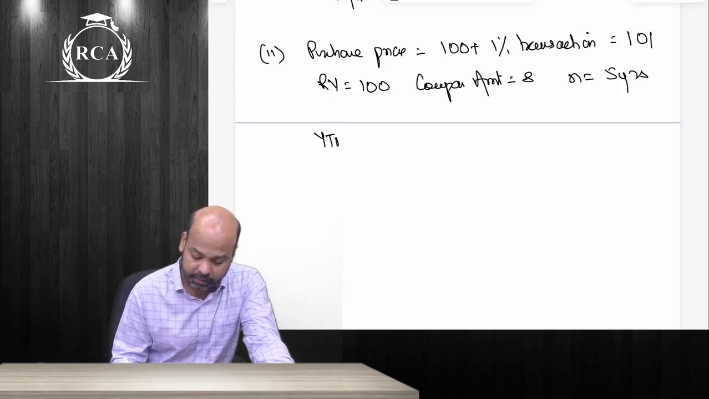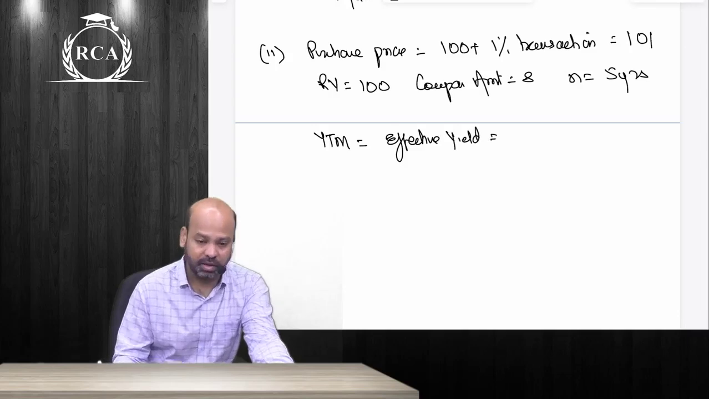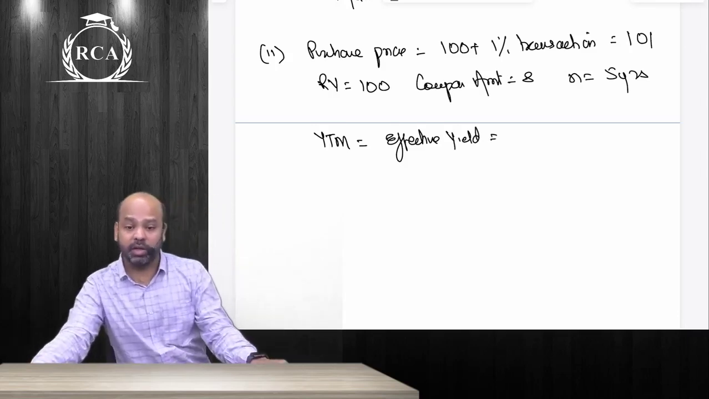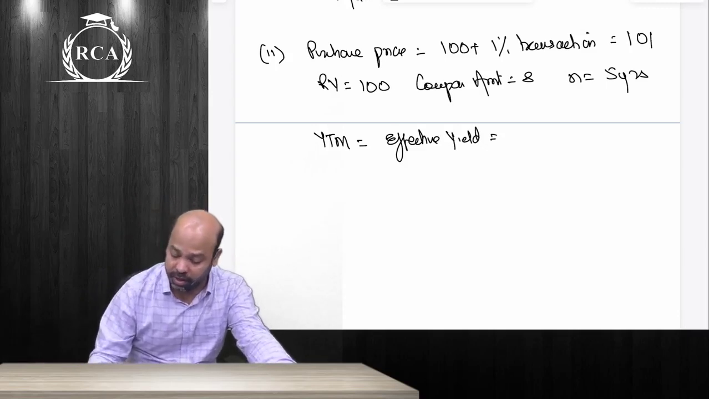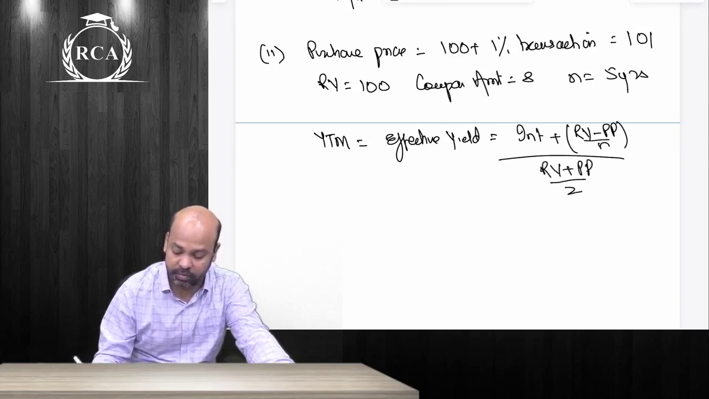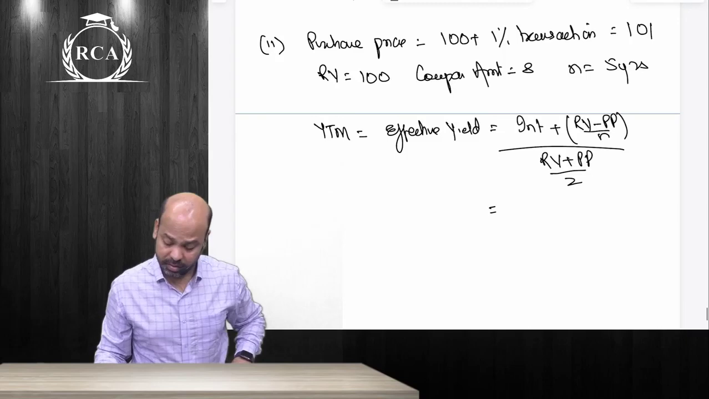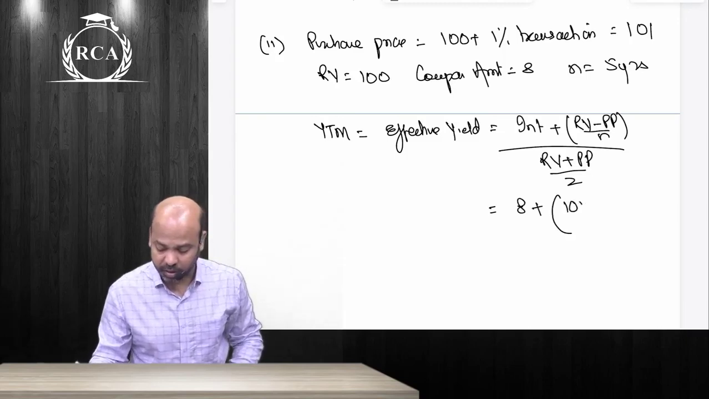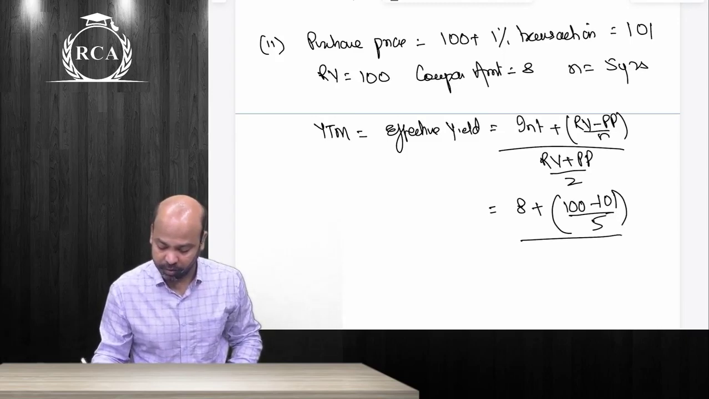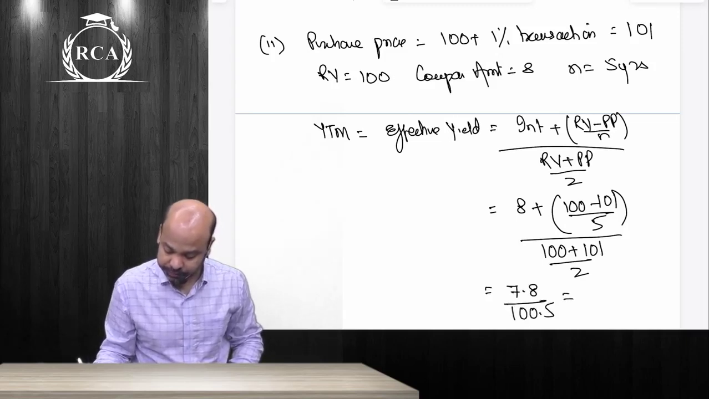Your YTM, which is your effective yield. Yield means return. Here the only return that we compute from a bond is nothing but YTM. So YTM would be interest plus redemption value minus purchase price by n, whole divided by redemption value plus purchase price by 2. This is what you're supposed to do in order to arrive at YTM. 8 rupees plus redemption value 100, purchase price 101, divided by 5, whole divided by 100 plus 101 by 2. 7.8 divided by 100.5.